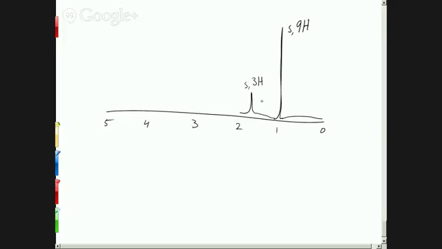So how many neighbors do each of those have? No. Remember, we get the neighbors from the splitting. So these are not split at all, which means that they have no neighbors. When it's split into little parts, that tells us the neighbors. That 9 hydrogens, that's the integration. That tells us that particular group has 9 hydrogens. Okay, so then we've got a 3 hydrogen group that also has no neighbors.